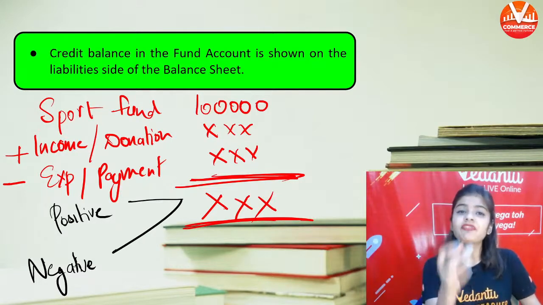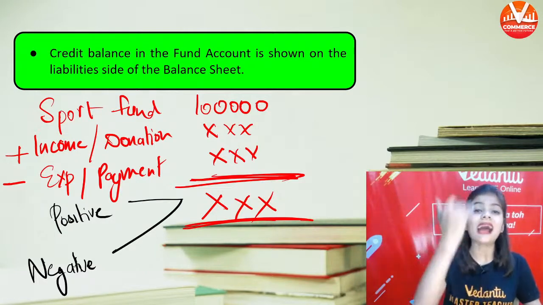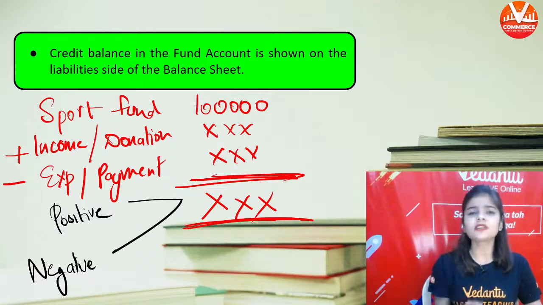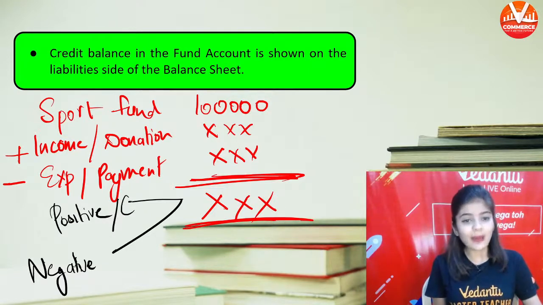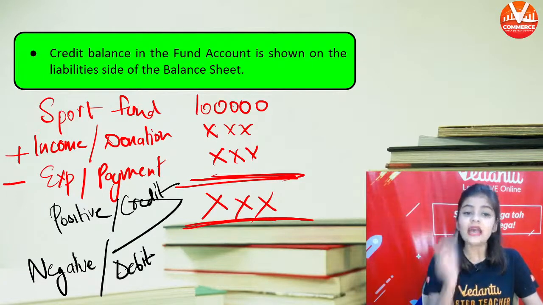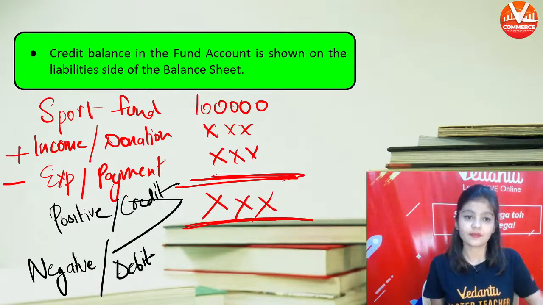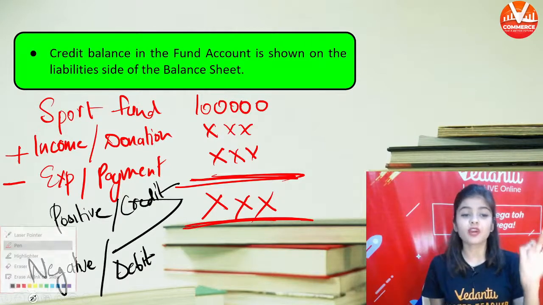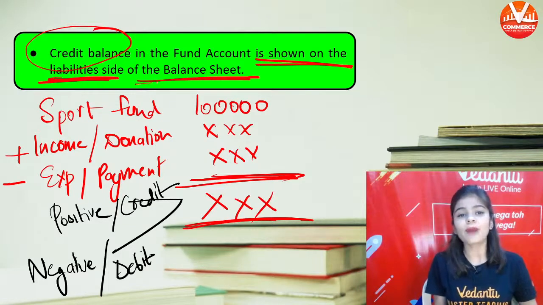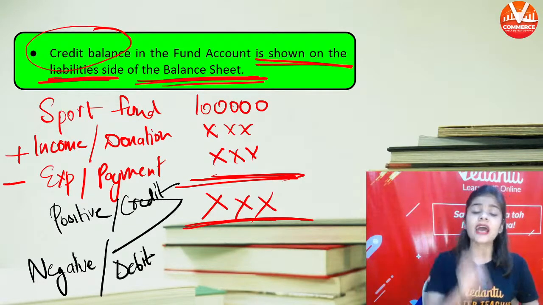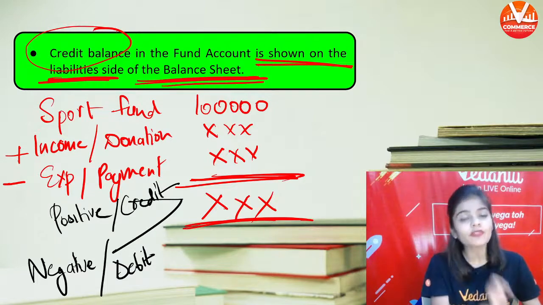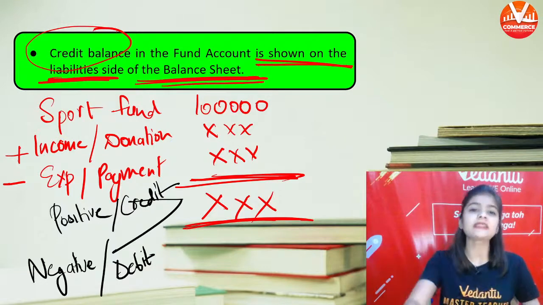So now, after doing the fund-based accounting, after adding the income and donation, and after subtracting the expenses and payment, your answer can be either positive or negative. Positive means credit balance. Negative means debit balance. If your answer is positive, if your answer is credit, then it will be shown on the liability side of the balance sheet. अगर आपका आंसर पॉजिटिव आता है, if the answer is positive or credit, then you will record it on the liability side of the balance sheet. तो कहाँ रिकॉर्ड करेंगे? Liability side रिकॉर्ड करेंगे.